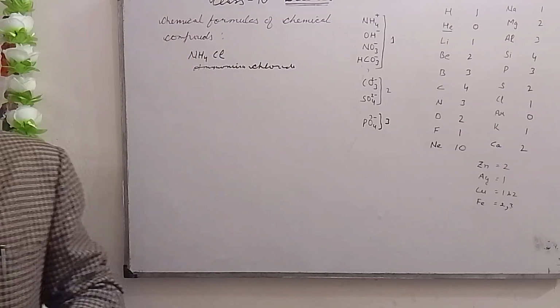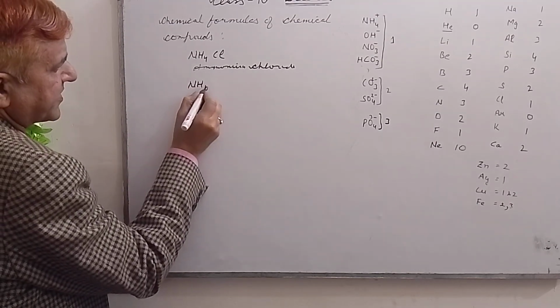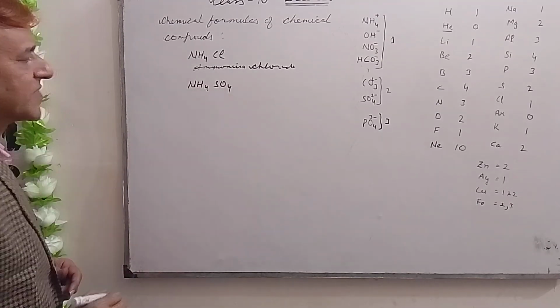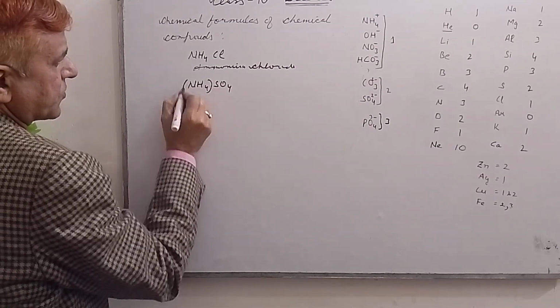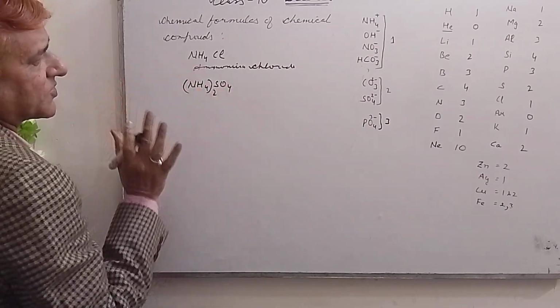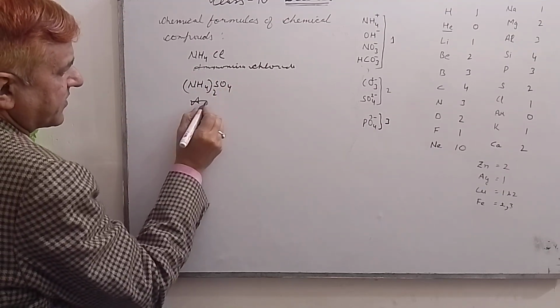You can understand this. Then ammonium sulfate, NH4SO4. Sulfate 2. So 2 within bracket, ammonium 1. So no need to write in bracket. So this is ammonium sulfate.